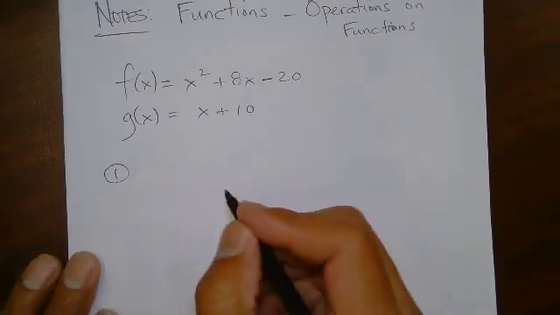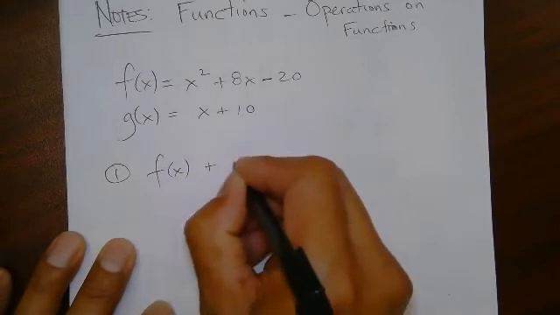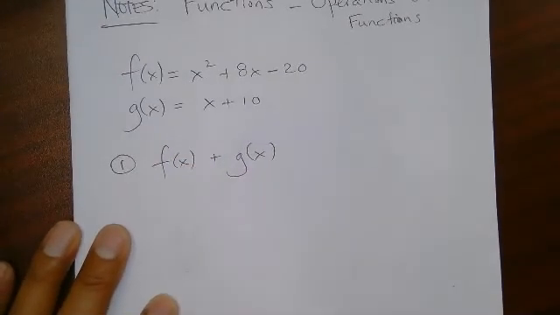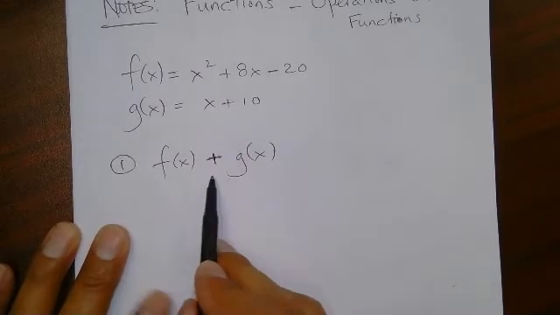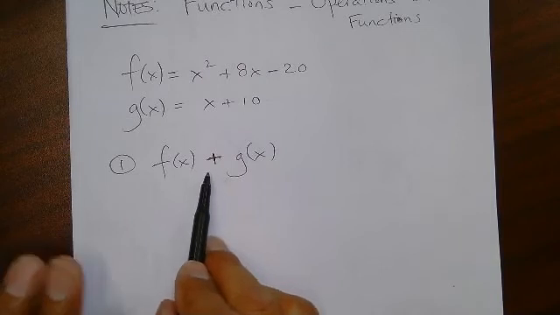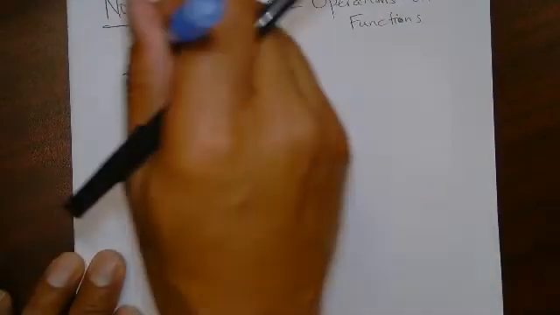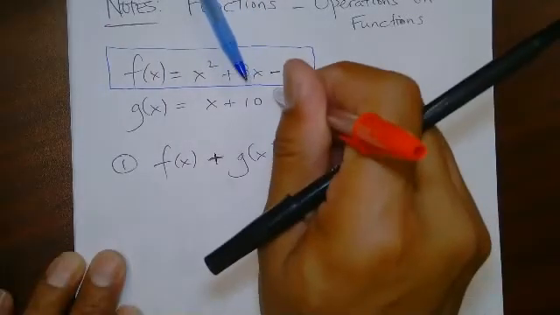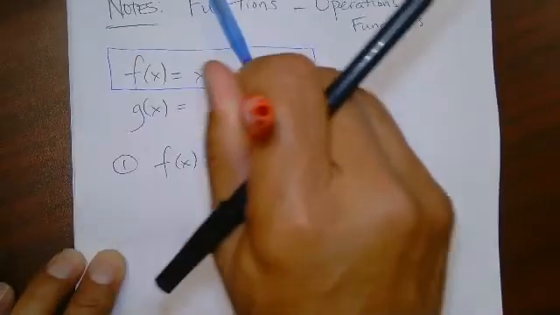Okay, the first one. How would you do f of x plus g of x? Well, here's the operation. Add them. Add the two functions. So we got an f of x function and we got a g of x function. How do you add those?